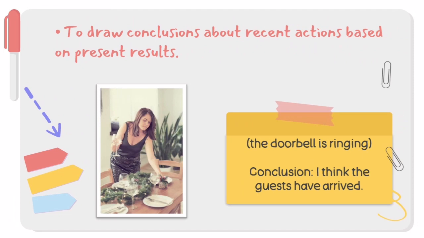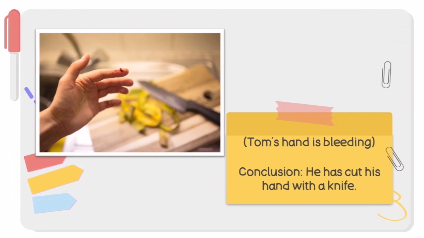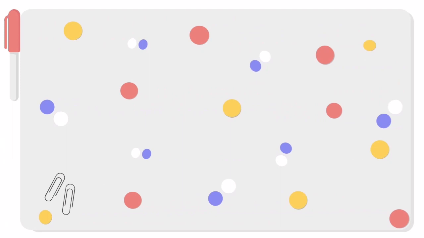We use the present perfect simple to draw conclusions about recent actions based on present results. For example, the doorbell is ringing. The conclusion is, I think the guests have arrived. Tom's hand is bleeding. The conclusion is, he has cut his hand with a knife. That's all for the present perfect simple. Let's move on to the present perfect continuous.